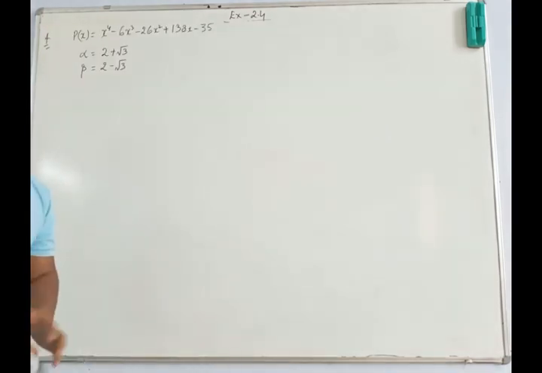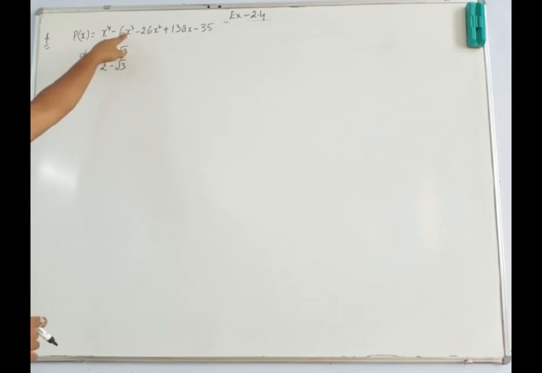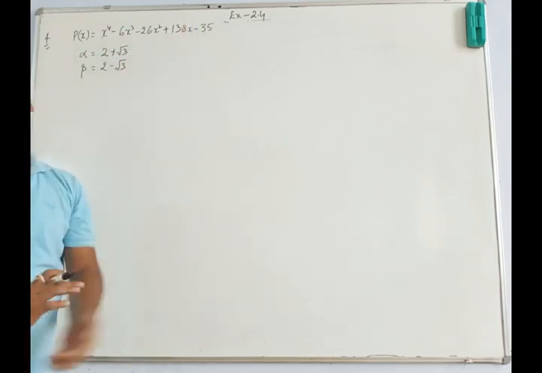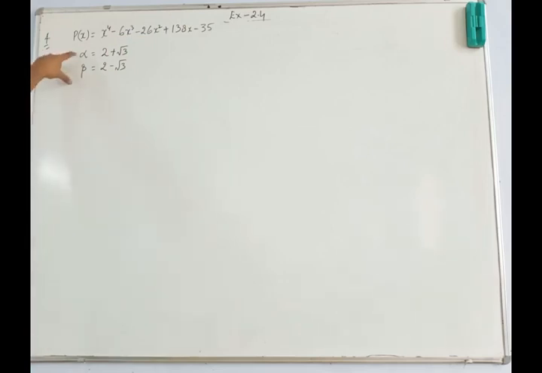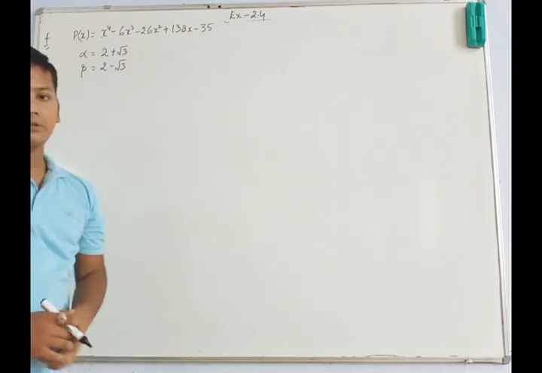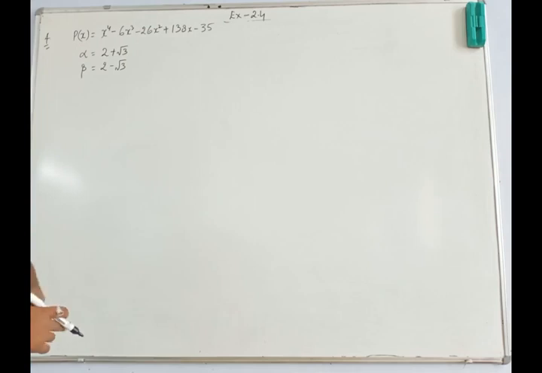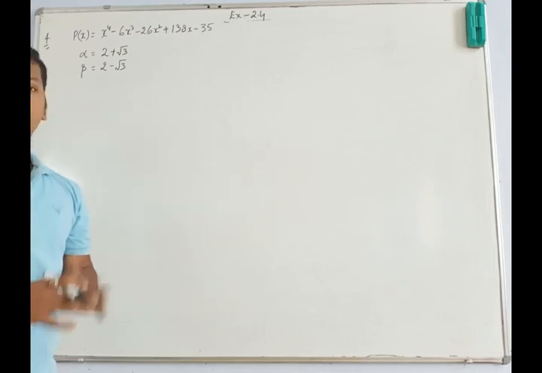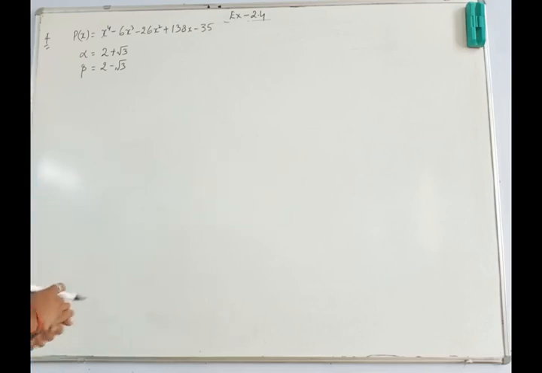So students, now question number 4. A polynomial is given: x raised to the power 4 minus 6x cube minus 26x square plus 138x minus 35. And two zeros of it are given. It is a biquadratic polynomial. So how many zeros will be there? 4, obviously. Two are given, the other 2 we have to find out as we have done in exercise 2.3. Okay, so in a similar manner we will be doing it here.